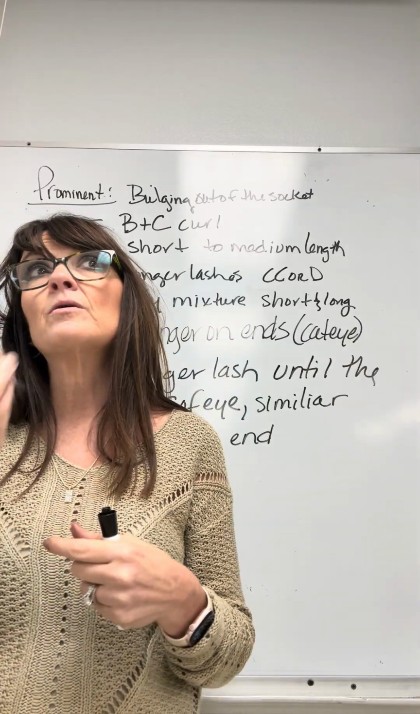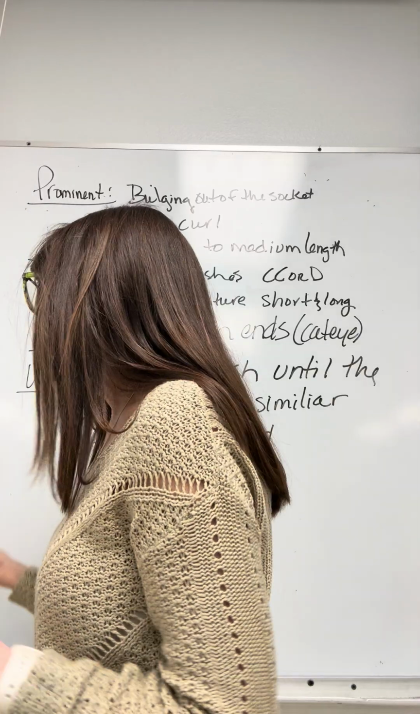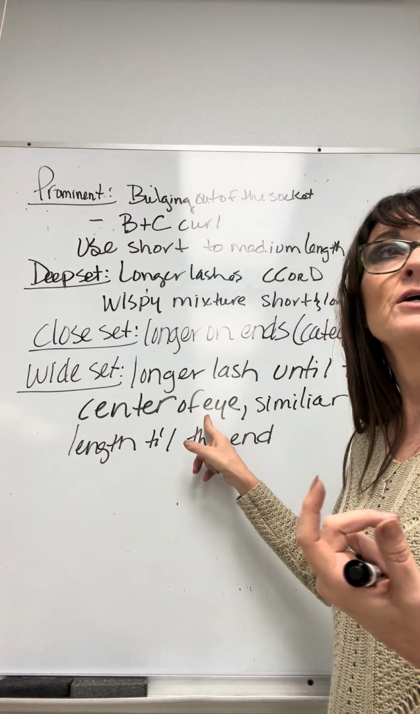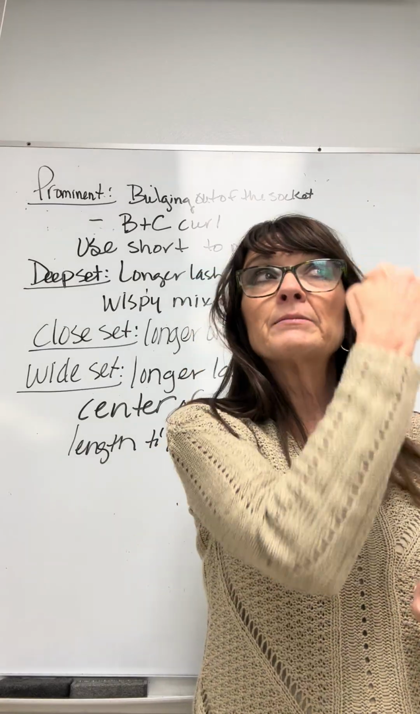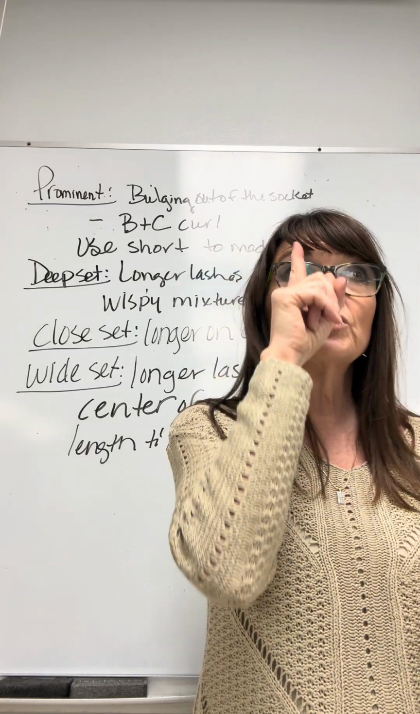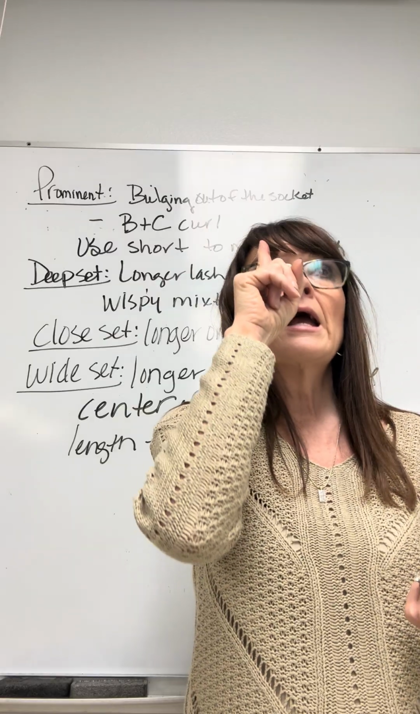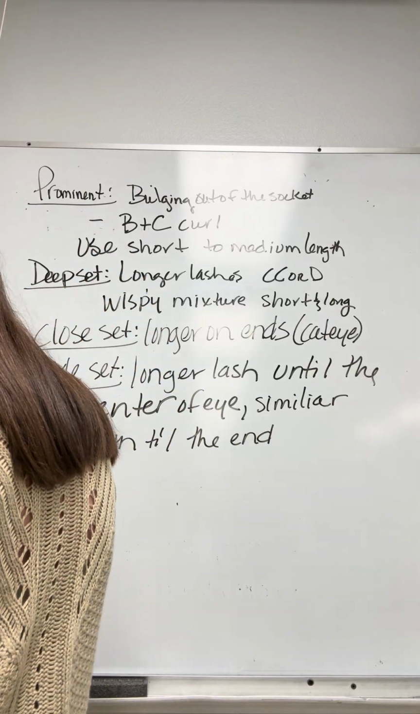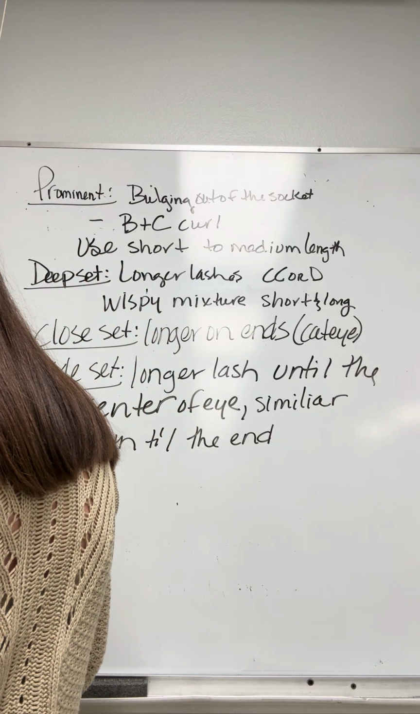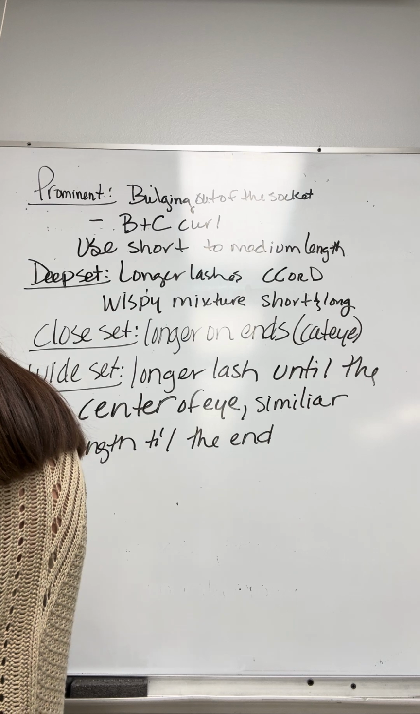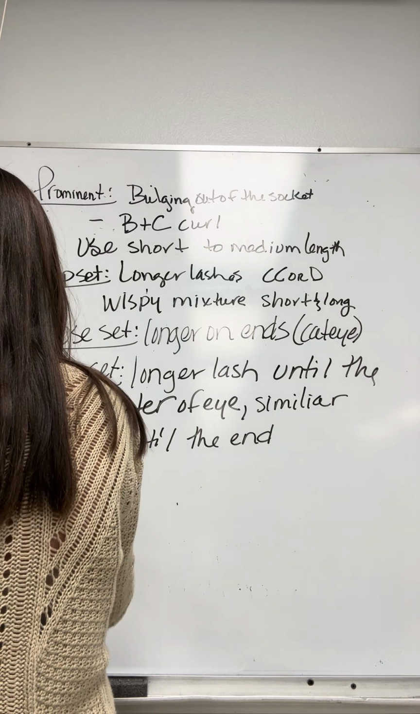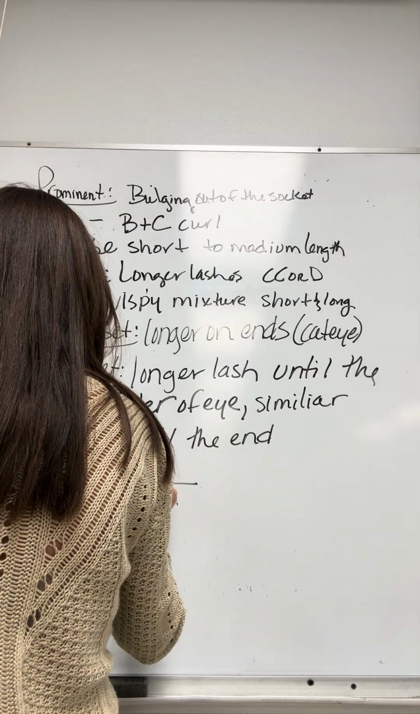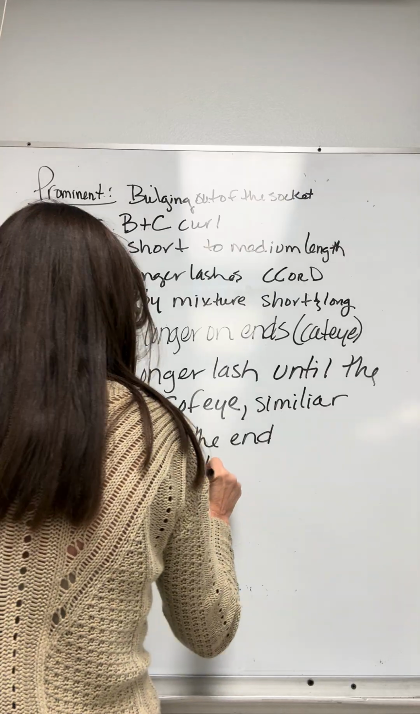So my eyes are also wide set. So what does it say to do with wide set? Longer lashes until the center of the eye. So in the center of my eye, because now I'm square shaped, maybe I need something a little longer than normal, okay? And then proceed, right? So those are the things that you have to take into consideration. Okay, so what we have here is round and square, okay? You're gonna want length in the center.